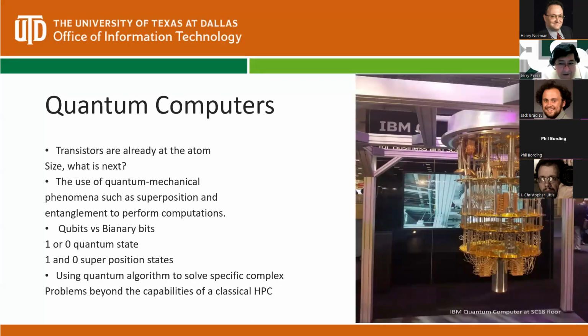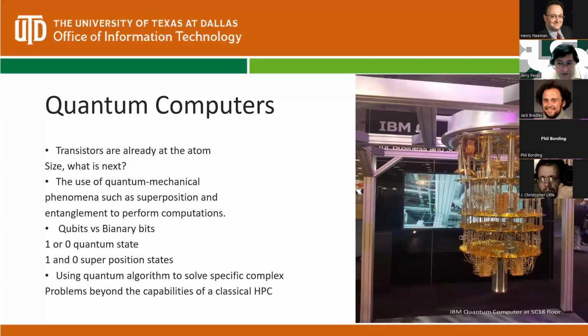And then the next thing I want to talk about is quantum computers. Transistors are already at the atom size, so what's next? So the use of quantum mechanical phenomenon, such as superposition and entanglement, can be used to perform computations. Now, right now, we're still in the formative phase. I would say we are, with quantum computing, where we were say in 1977 with the microprocessor.